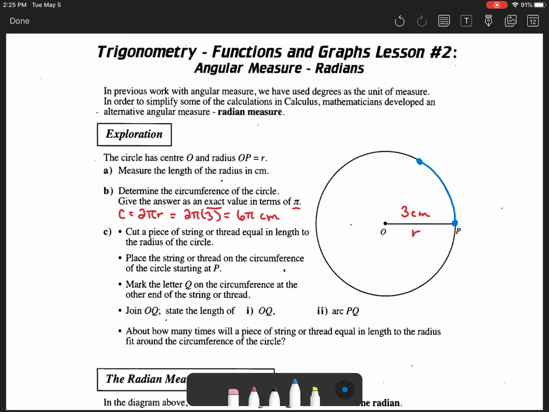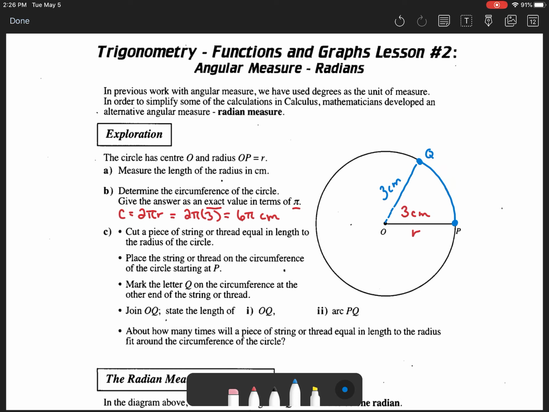Mark letter Q on the circumference at the other end of the string. So there is point Q. And then join O to Q. So join the center of the circle to Q, like so. State the length of O to Q. Well, that's also going to be 3 centimeters, since it is also a length from the center of the circle to the circumference or outer edge. It's also the radius. And then basically they say, what's the length of arc PQ?